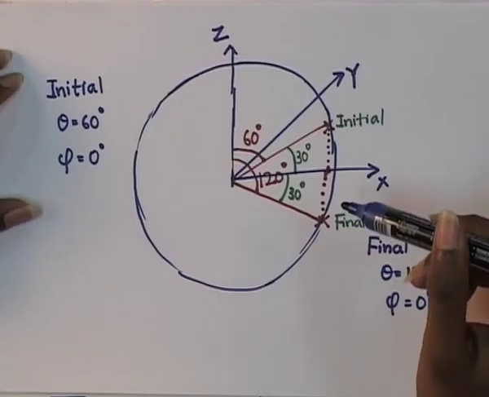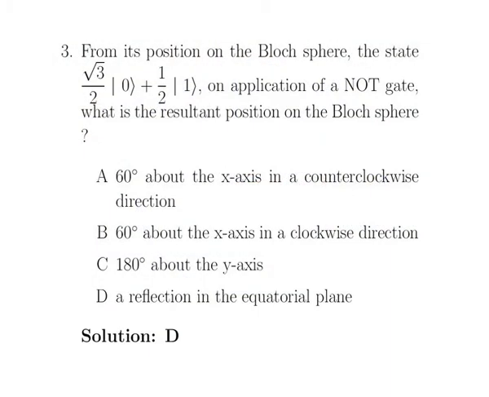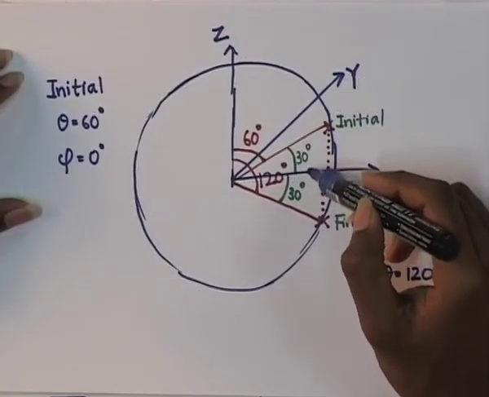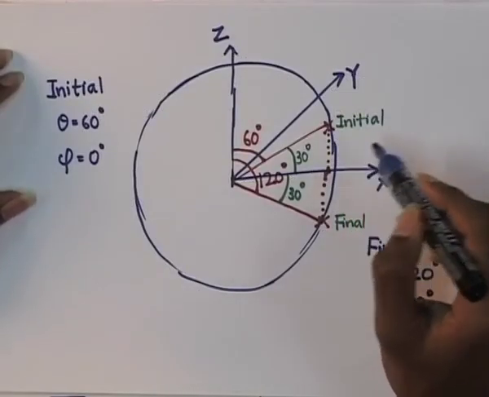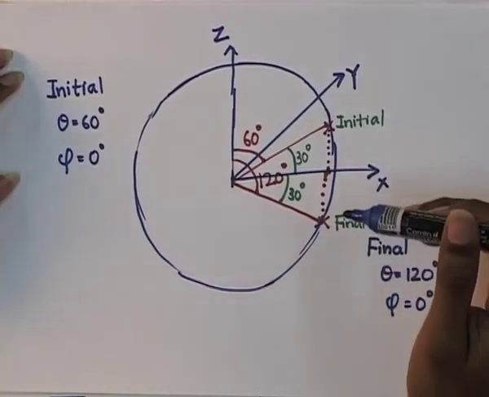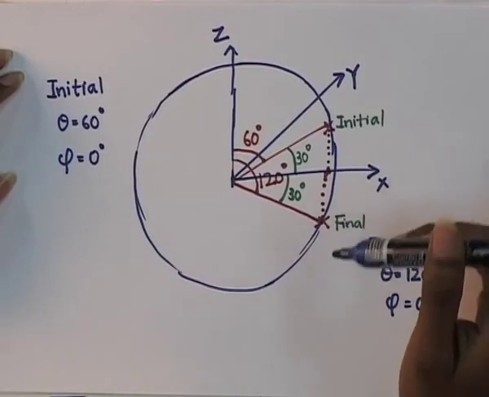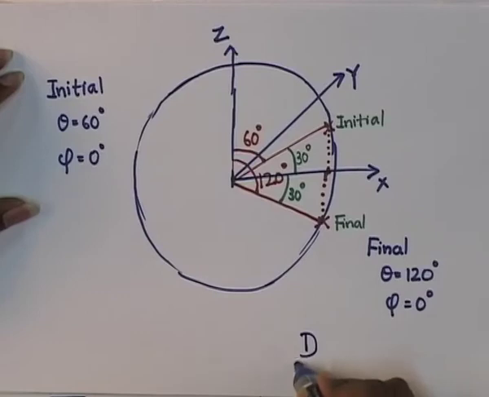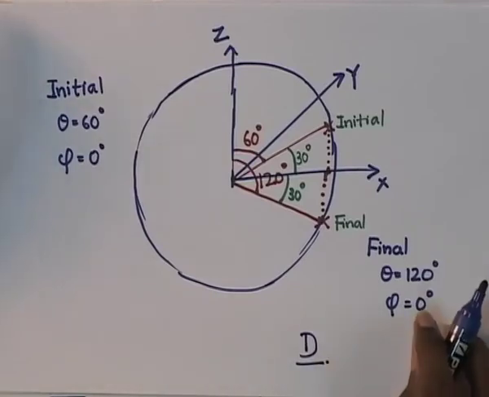And option D says a reflection in the equatorial plane. The equatorial plane is the plane which contains x and y axis, and we can clearly see that both these quantum states make 30 degrees with the x axis on either side. So option D is correct, which says the final state is a reflection of the initial state. So the correct answer is option D.